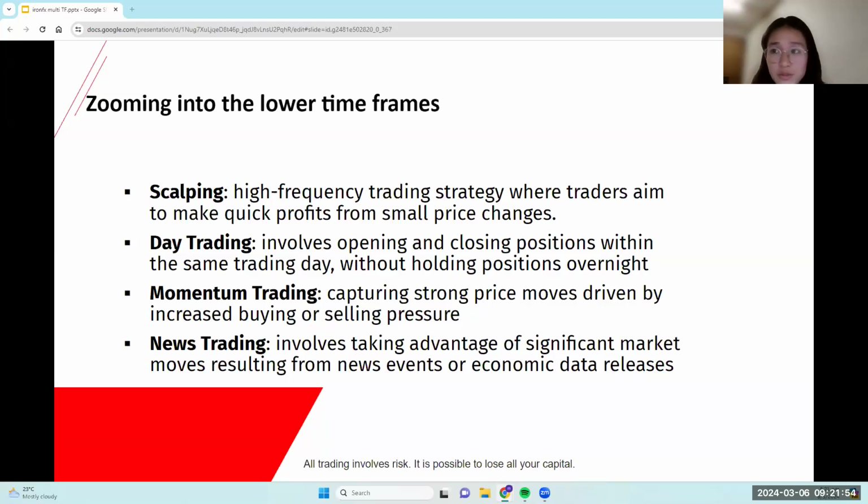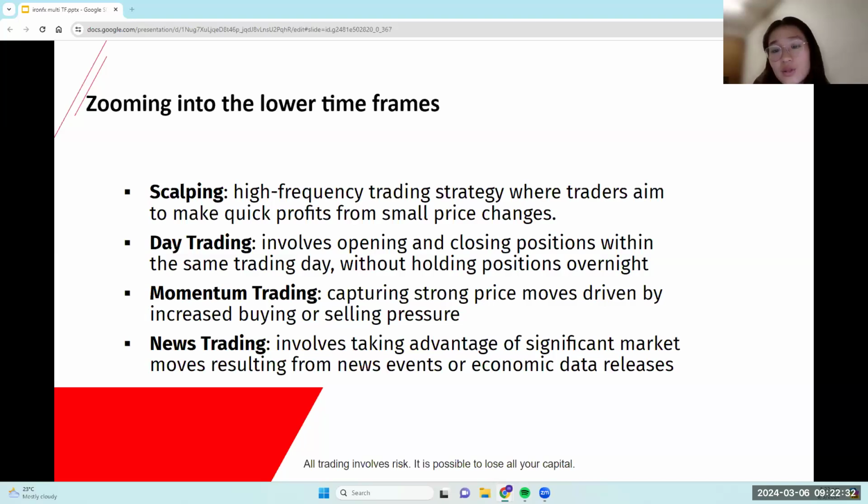Third, we have momentum trading. So this focuses more on capturing strong price movements that's driven by increased buying or selling pressure. So in order to do this, traders normally will look for stocks or assets that exhibit significant price momentum and then enter positions in the direction of the prevailing trend. So the kinds of tools or indicators that you would use would be something like your RSI or moving average convergence divergence or MACD to identify momentum opportunities.